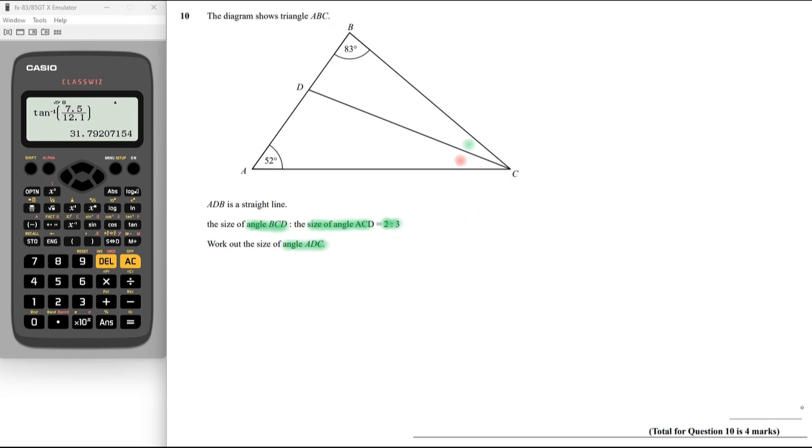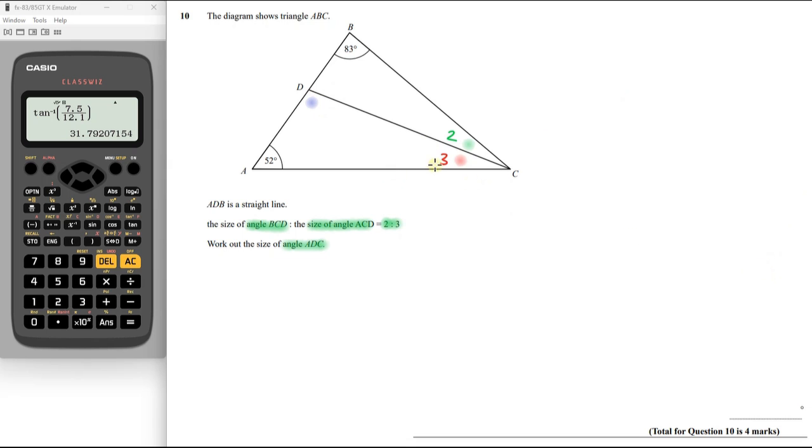So let's just write that down. So let's color coordinate it. So this angle, the ratio of that angle to that angle is 2 to 3. So you can think about it being 5 parts in total. So this is 2/5 of this whole angle, and this is 3/5 of this whole angle. So what do we need to calculate? We need to calculate the size of angle ADC, so that's that angle there.